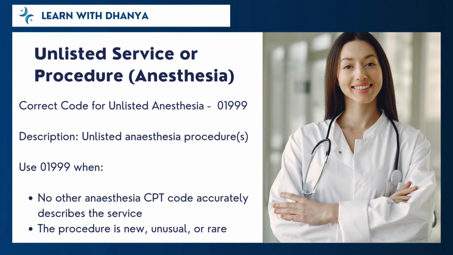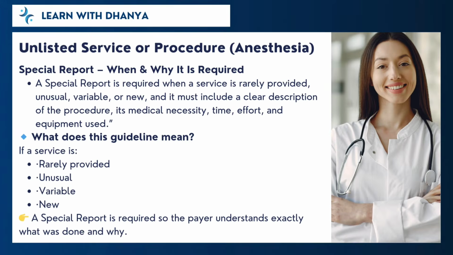The procedure is new, unusual or rare. For all the anesthesia services, you will be having a code, right? If the code is not available, you should give the unlisted procedure code. So, unlisted service or procedure, special report, and when and why it is required. A special report is required when a service is rarely provided, unusual, variable or new, and it must include a clear description of the procedure, its medical necessity, time, effort and equipment used.